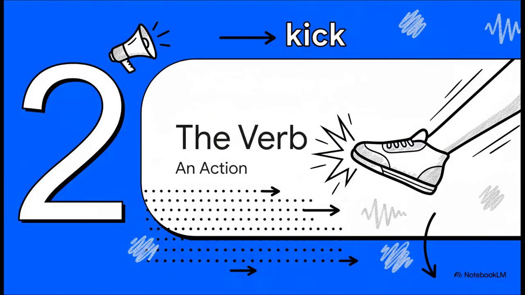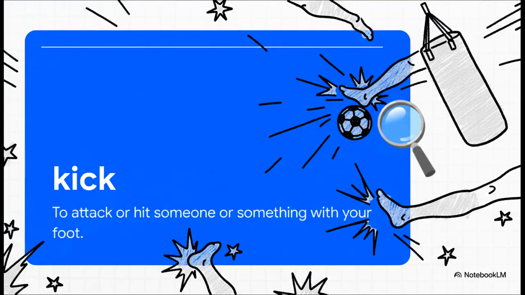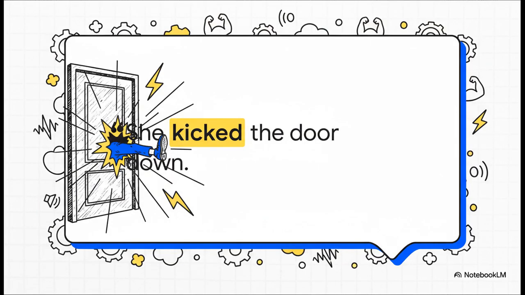Okay, so that's the noun covered. Now let's switch gears and see what happens when kick becomes a verb, when it's an action. Well, as a verb, the definition is pretty much what you'd expect, to hit something with your foot. The interesting thing here is how it carries that core physical meaning right over from its noun form into its action form. And here's the example for you. She kicked the door down. It's active, it's powerful, and it perfectly captures that direct physical meaning we're talking about.